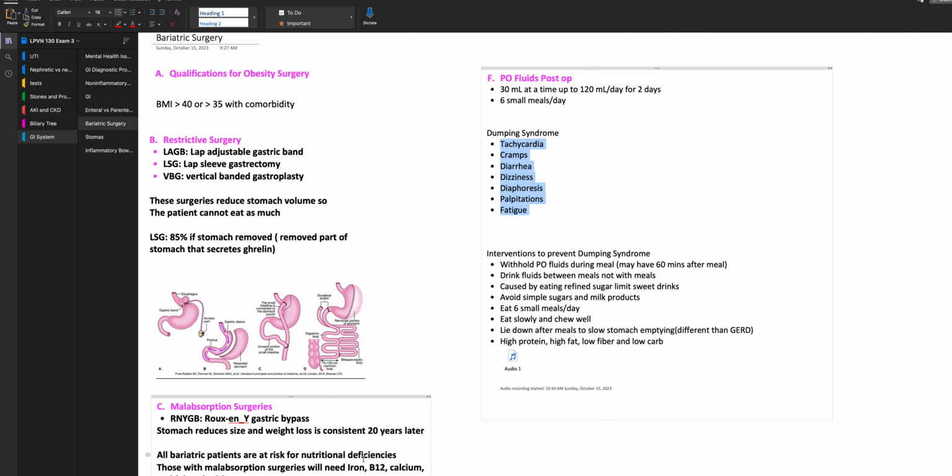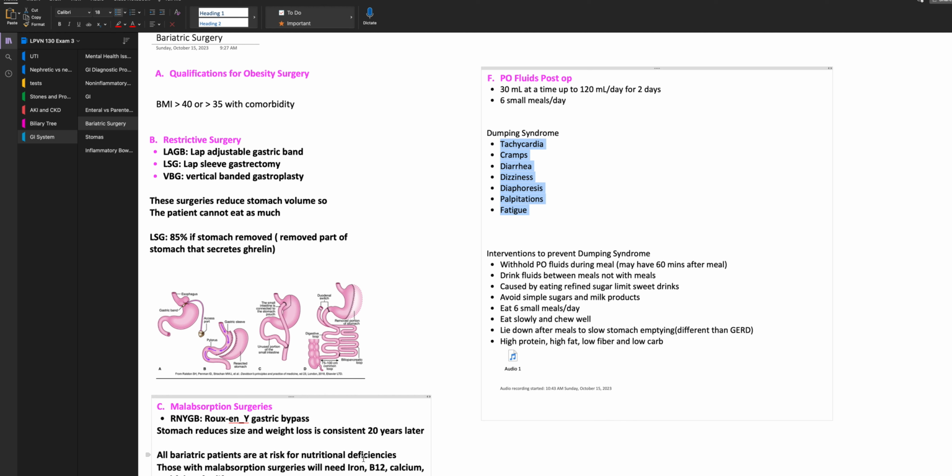So a Roux-en-Y is a type of malabsorption surgery, and the stomach is reduced in size and weight loss is consistent for 20 years later. The thing about it is, it's a big surgery, and the surgeon I worked with did it all laparoscopic, and it was wonderful.